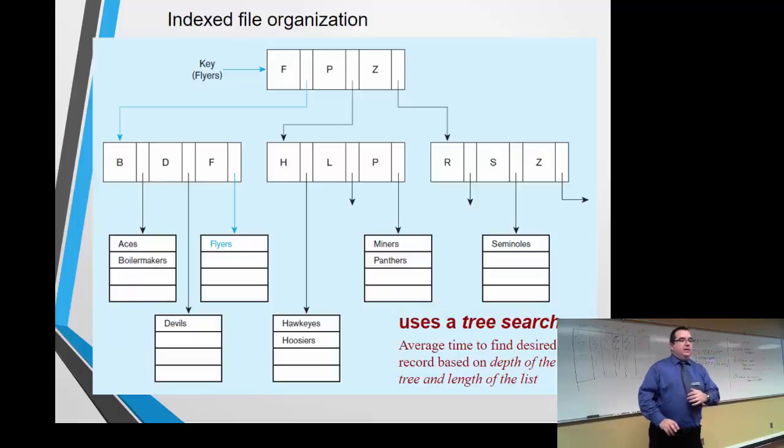Okay. Now, the most common type of index is a binary tree. And I'm guessing that most of you don't know what a binary tree is. It's probably a safe guess that you don't know what a binary tree is.